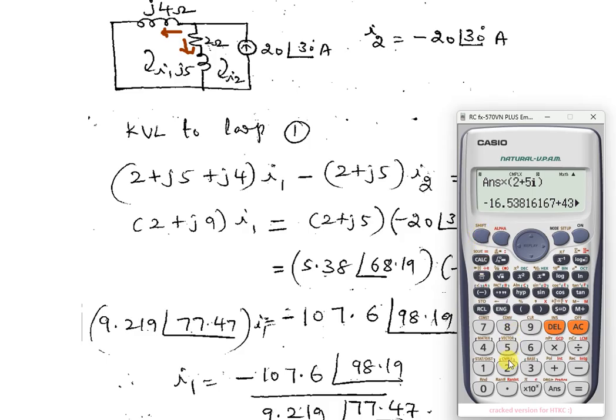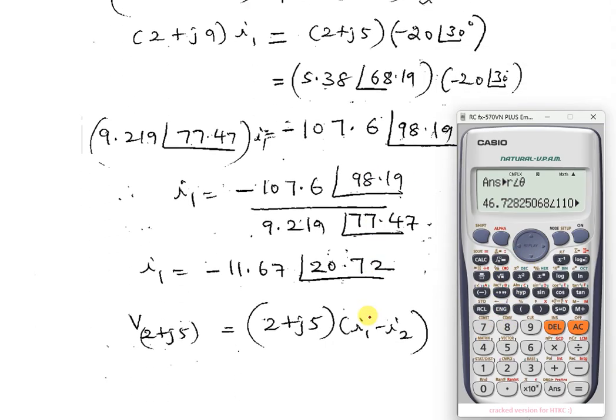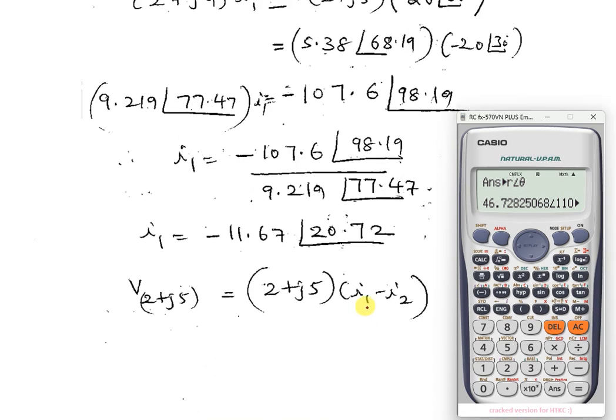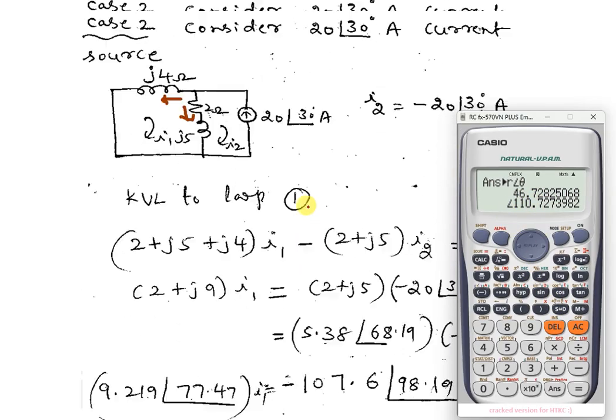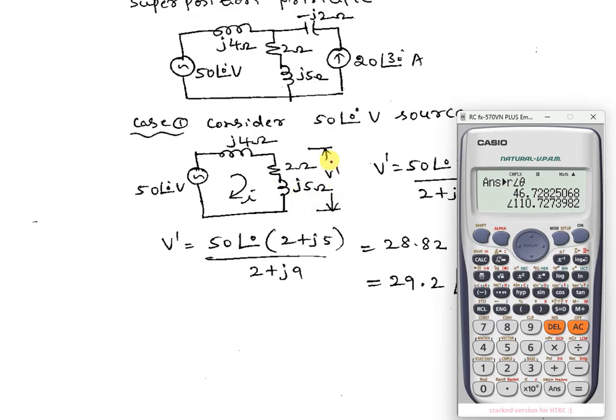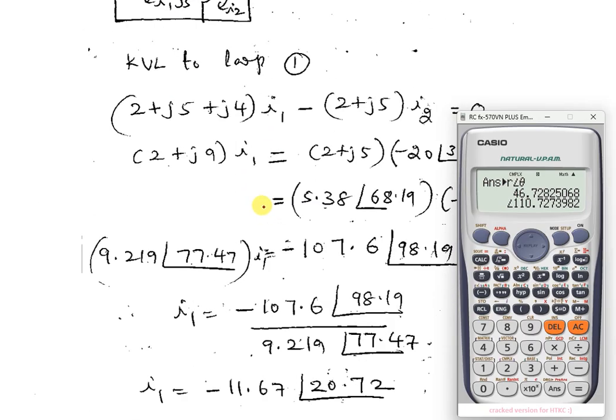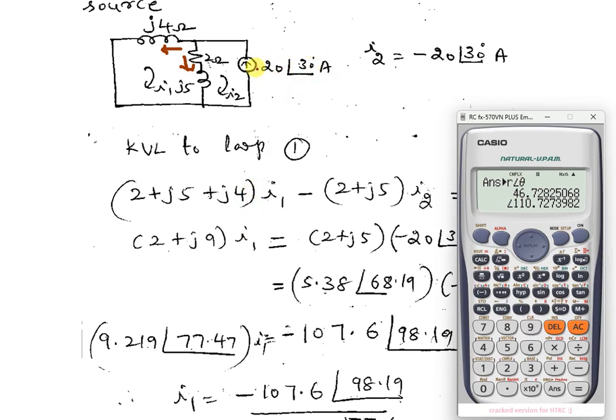Okay. So this is 46 angle 72. It's not completed. So 46 minus 72 at an angle 110. So that is V double dash. This V dash is the individual response from the voltage source. Please note down. You continue what I showed in the same thing. You can copy in the notes.